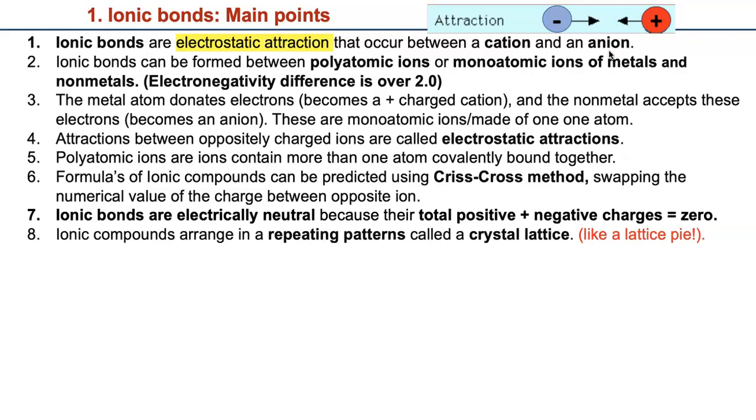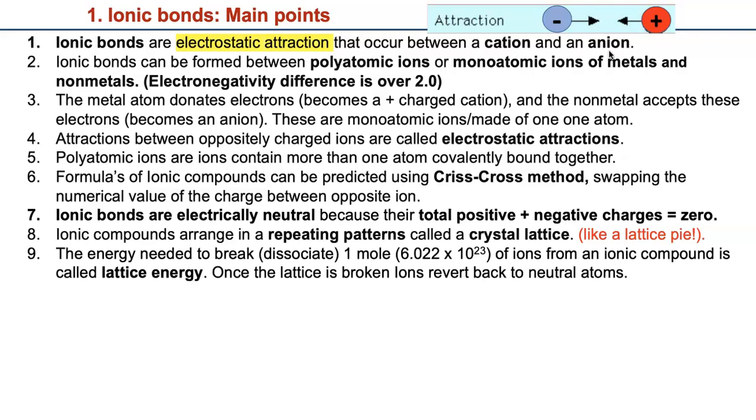Ionic compounds arrange in repeating patterns called a crystal lattice. It's like a lattice pie. The energy needed to break or dissociate 1 mole, which is 6.022 times 10 to the 23 ions, from an ionic compound is called lattice energy. So this is their dissociation energy. We basically measure it as lattice energy. Once the lattice is broken, the ions revert back, transform back into their neutral atom states. They get back their electrons that they donated and go back to normal.